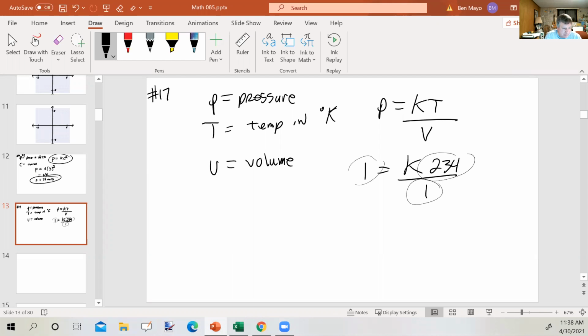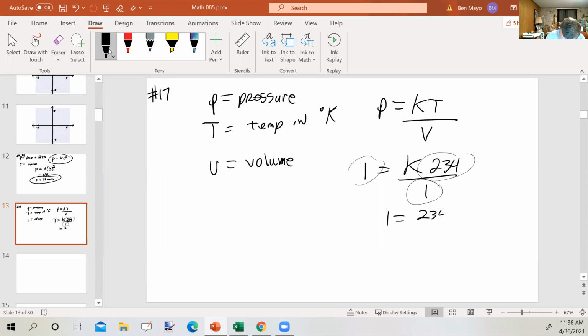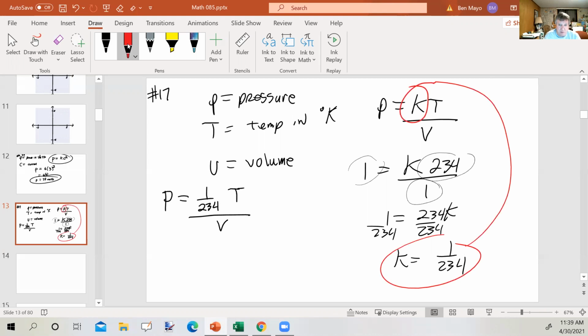Okay, now, based on that, basically I've got 1 equals 234 K, divide both sides by 234, K equals 1 over 234. All right. Yes, I got that down. Okay, so now we've got P equals 1 over 234 T all over V. I just took this and put it back in place of K in the general formula.